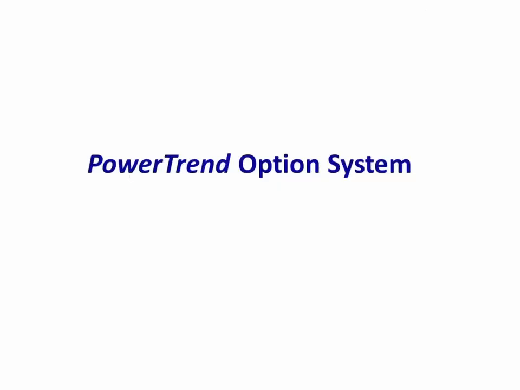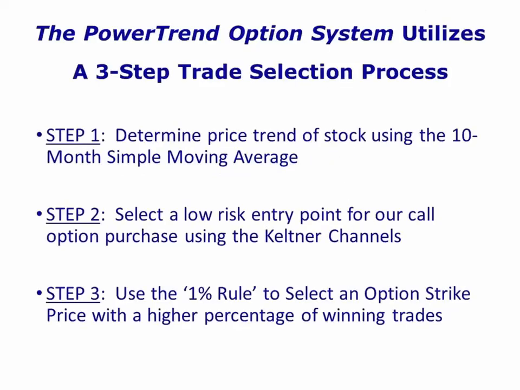So now let's look at the PowerTrend option system. We have a three-step process for the PowerTrend option system. Step one is to determine the price trend of the stock using the 10-month simple moving average. Then we select a low-risk entry point for the call option purchase using the Keltner channels.